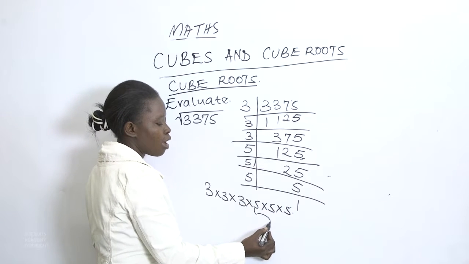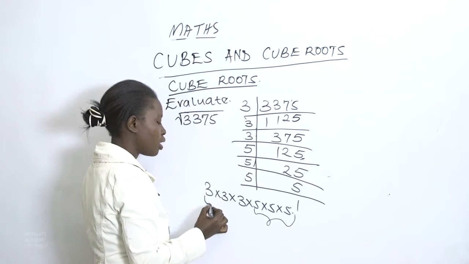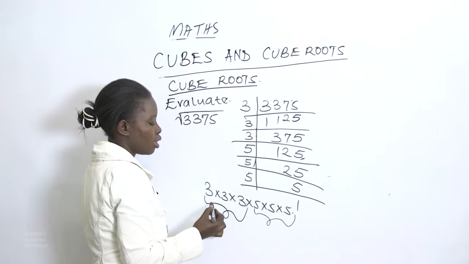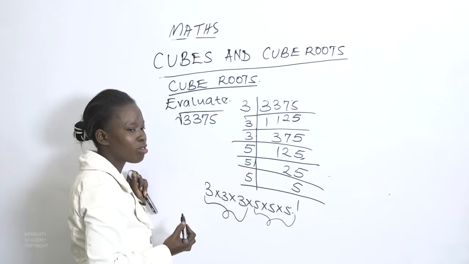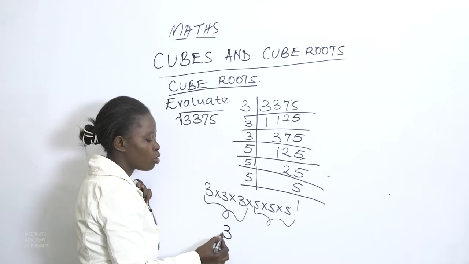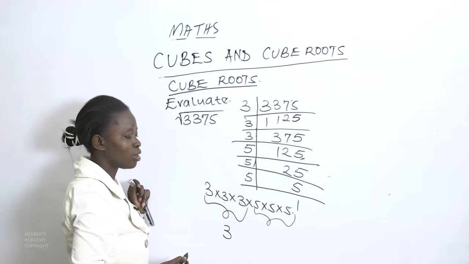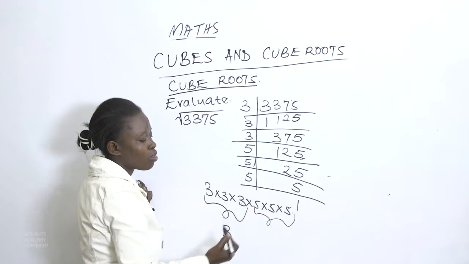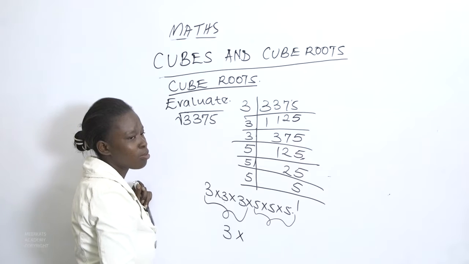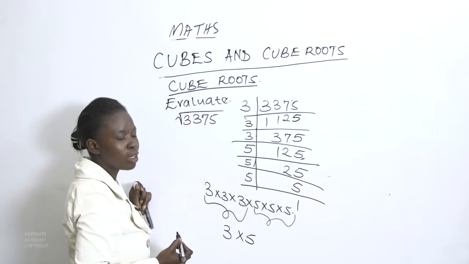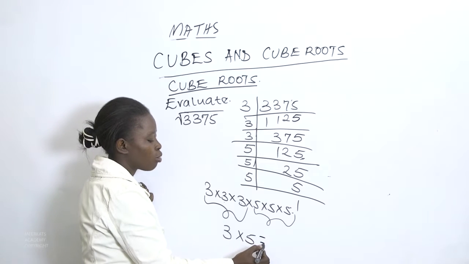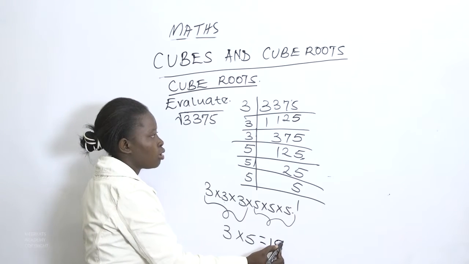Grouping them, I have a group, then I have this group. In my first group, the 3 has repeated itself 3 times, so it means that my cube root in that case is 3. In my second group, 5 has repeated itself 3 times, so it means that the cube root in that case is 5. So I have 3 times 5, and 3 times 5 is 15.